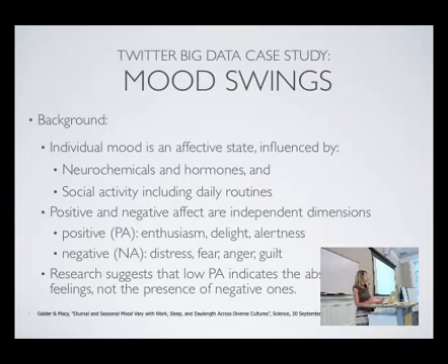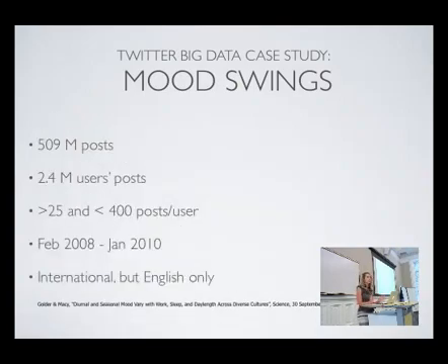So what they wanted to do was use Twitter data to get a lot of evidence to see what the patterns are. So they got a really big collection of Twitter data, 509 million posts, 2.4 million different users' posts. That's a lot of people. I'm saying posts because I'm not sure if it was original tweets or if it included retweets or not. That wasn't clear in the part of the paper I read, and there were a lot of auxiliary appendices, and I didn't read all of them, that might have cleared it up. Between 25 and 400 posts per user. And the data was between February 2008 and January 2010.